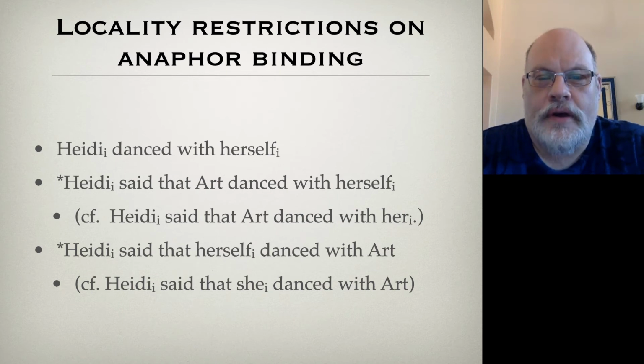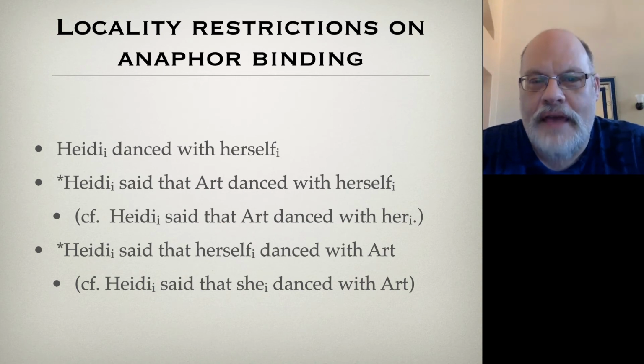So what's going on here? Why is it that in the first sentence, the herself is okay, but in the second sentence, the herself is not okay? Now you might say to yourself, well, maybe it's because that name Art appears in between. And Art is sort of blocking the relationship.